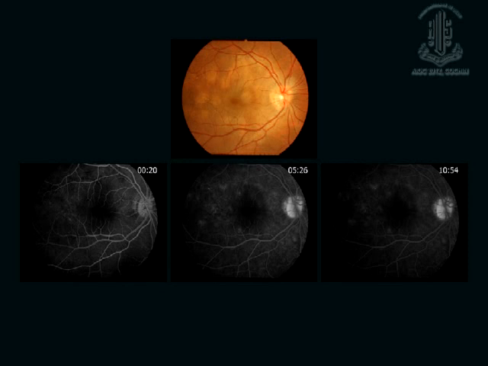Here is another condition of inflammatory pathology. Again you'll have a tendency to focus only on these inflammatory lesions, but again look at the disc. What happens? You see a marked intense staining of the disc. So never forget to look at the disc fluorescence, because that again gives you a lot of information about the disease process.